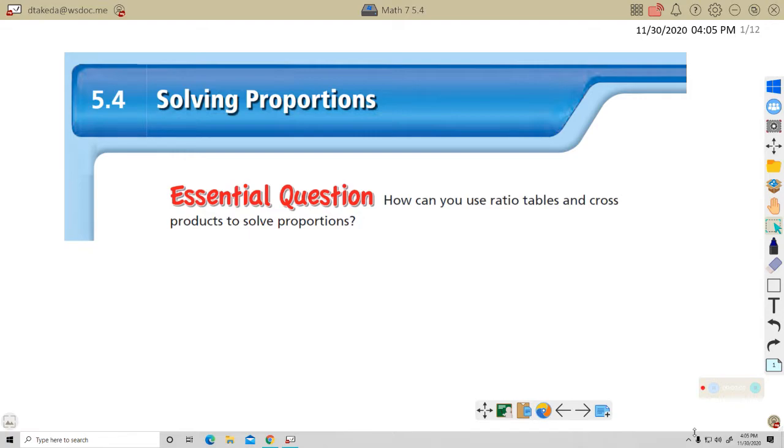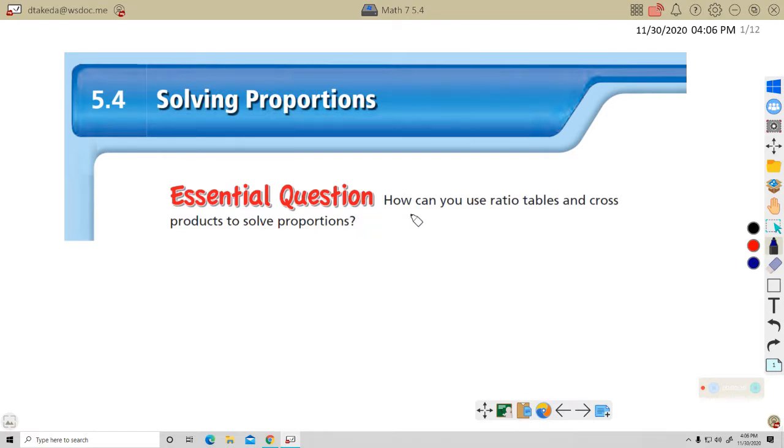Mr. Takeda Teaches Algebra. I'm sorry, Math 7. It's kind of like algebra again. This is related to the last one. This is on solving proportions. And some of this looks like a repeat of something we may have already done. But it looks very algebraic, so this is kind of fun.